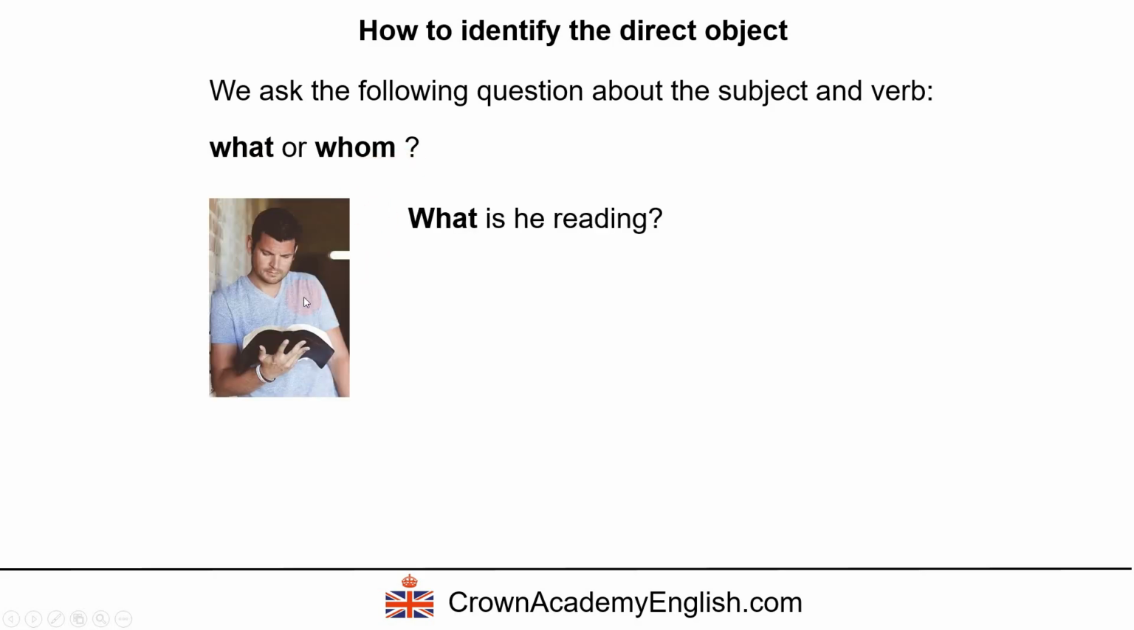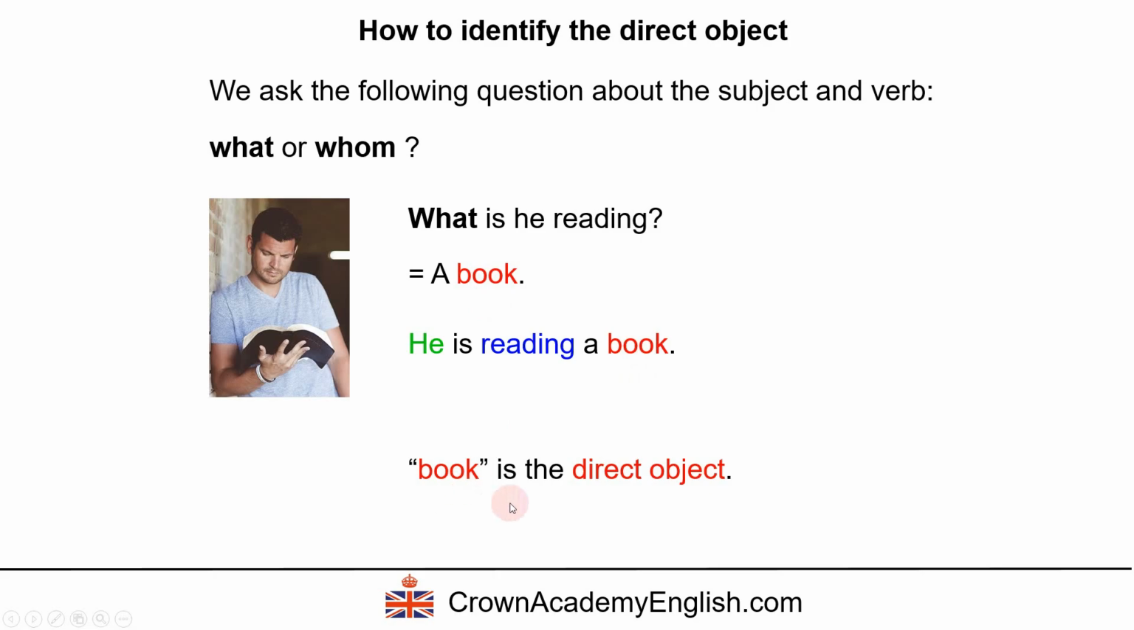So let's come back to our example. It's the same example. We ask the question, what is he reading? Well, the answer is he's reading a book. A book. Therefore, book is the direct object. So the answer to the question gives us the direct object. This is how you identify the direct object in a sentence.